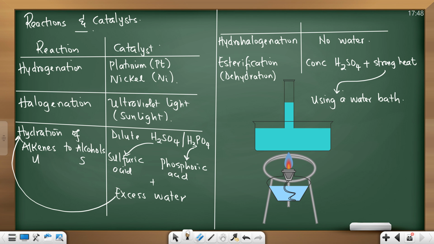Okay, we don't answer like that. We answer chemistry-wise: use a water bath because alcohol is highly flammable. Okay, to catch fire is a street language.